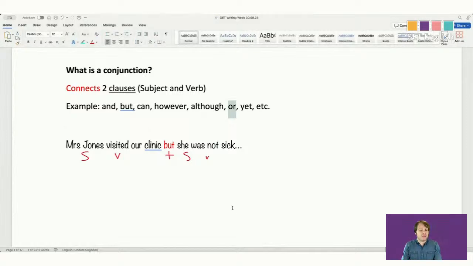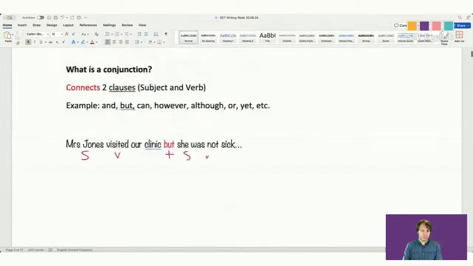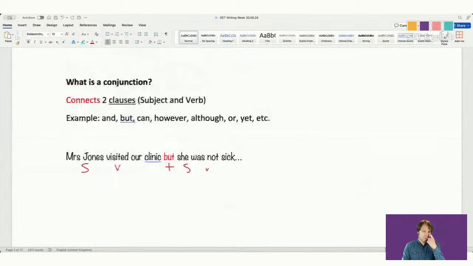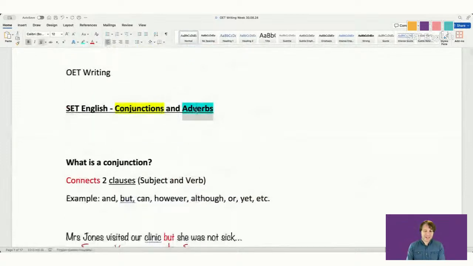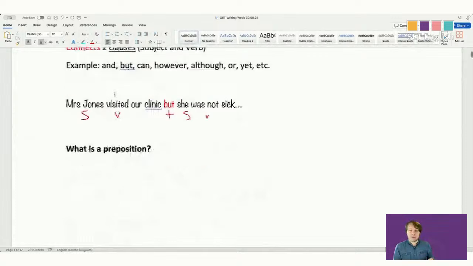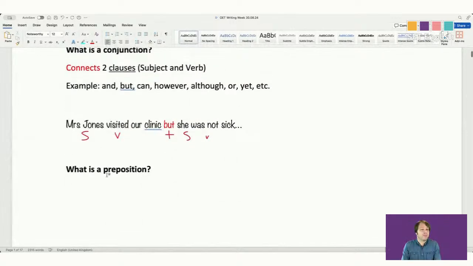So next question is, what is an adverb? What is a preposition? Sorry, not adverbs. I'm going to do prepositions today. Prepositions. It doesn't matter what we call these things, to be honest. When I show you this OET, specifically OET thing, you will see. So what is a preposition?